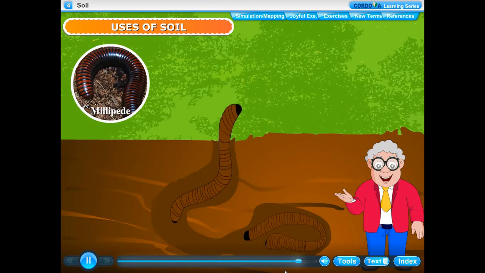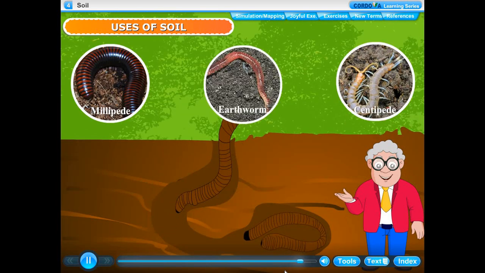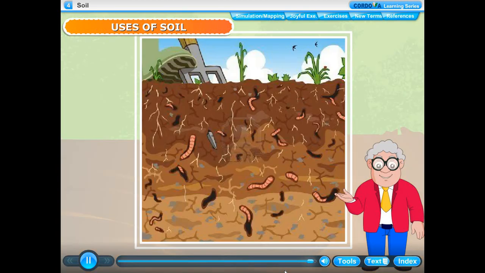Earthworms are very useful for farmers. Earthworms dig tunnels in the soil and loosen it. This allows air to enter the soil. This air is good for growing plants. So, they are often called the farmer's friend.